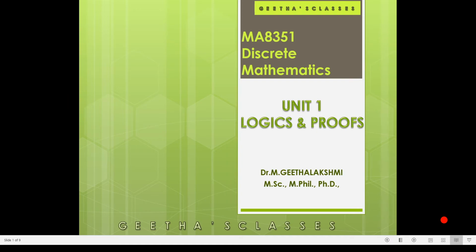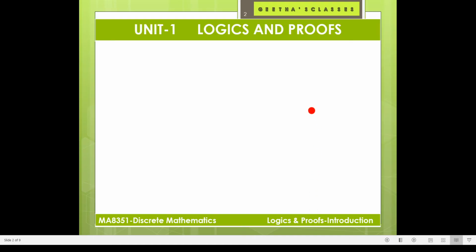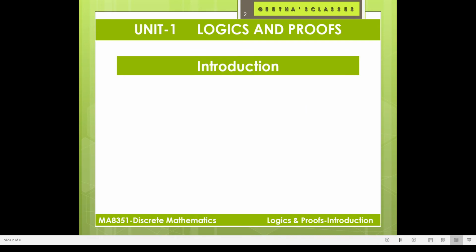Today we are going to see about the course Discrete Mathematics MA A351. In continuation of the previous video, I have uploaded what is discrete mathematics and what are the applications of discrete mathematics. So today we are going to see Unit 1, Logics and Proofs. We are entering into the first unit, Logics and Proofs. In this, first, the introduction of logic.